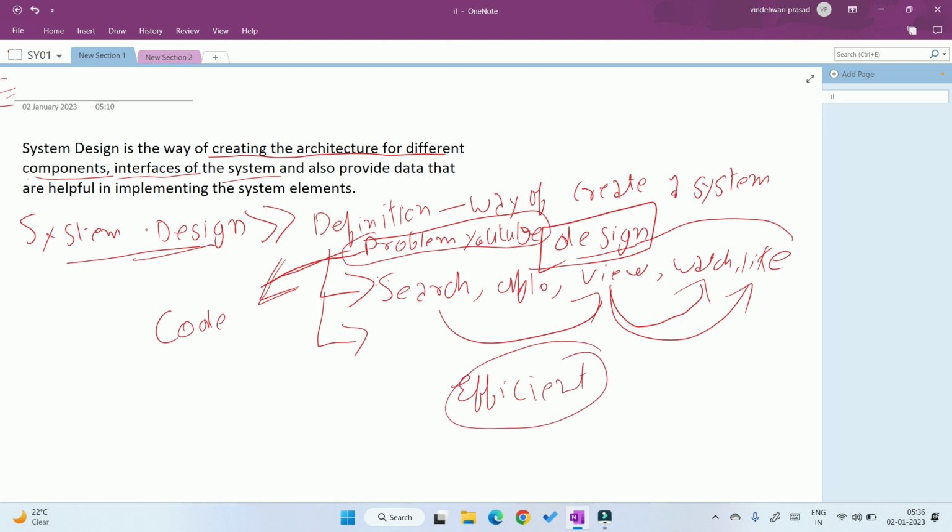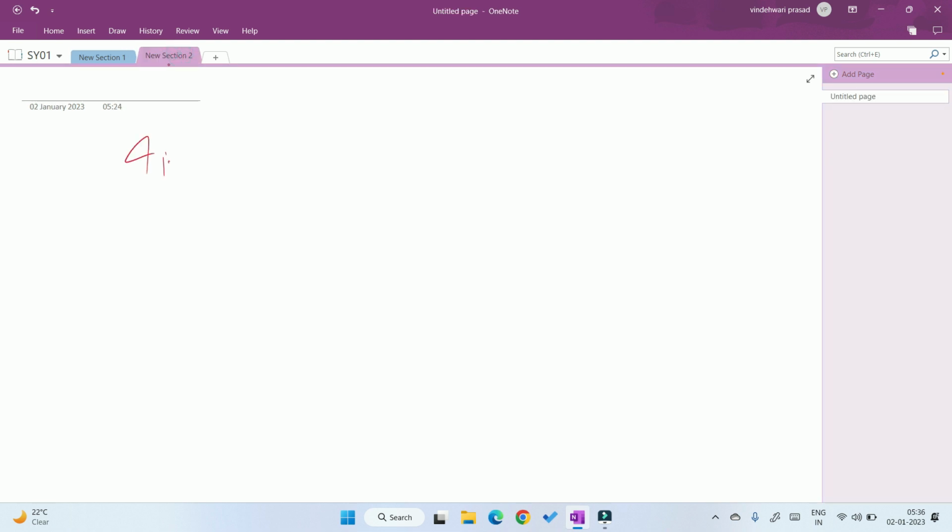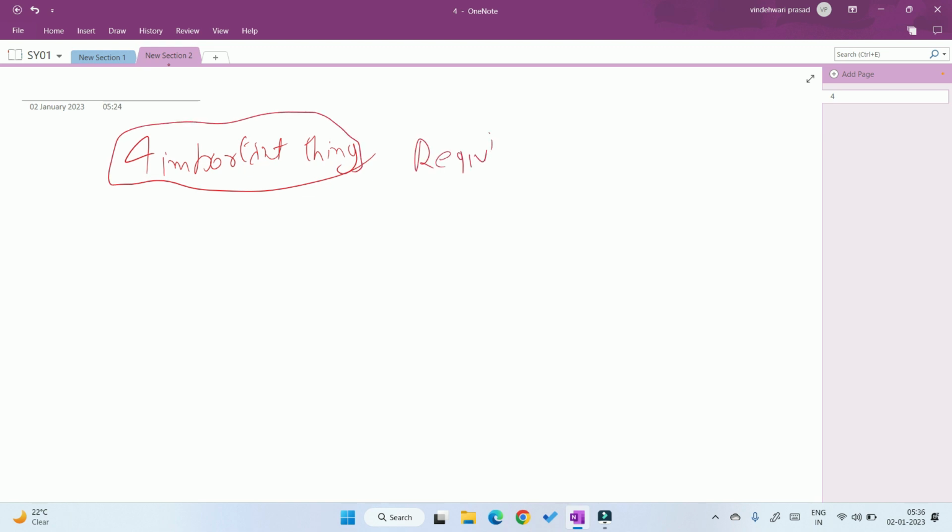In system design, there are four important things you have to consider first. What are the four important things? First thing is requirement. Second is estimation. Third is communication. And the first one is already the problem.